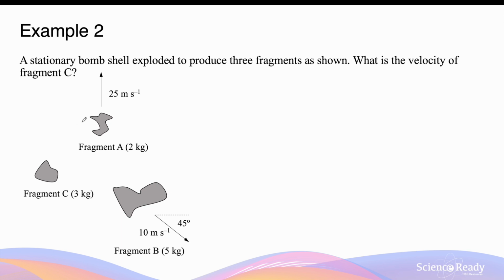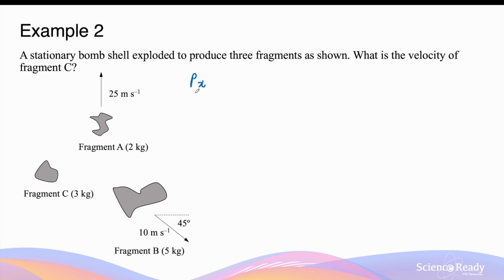So we can start analyzing the total momentum in the x and y directions independently before and after the explosion. Let's look at the momentum in the x direction. Since the bombshell was stationary before its explosion, the velocity of the entire bombshell is 0, and therefore its momentum in both the x and y direction initially will be both 0.